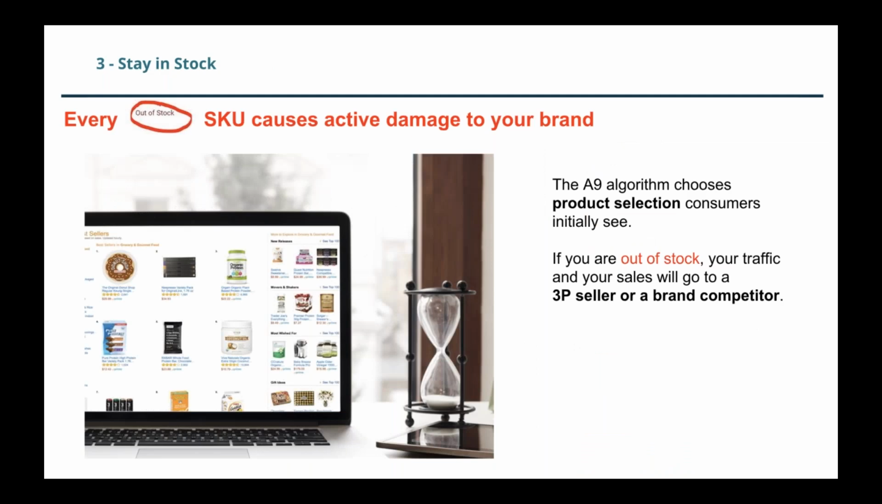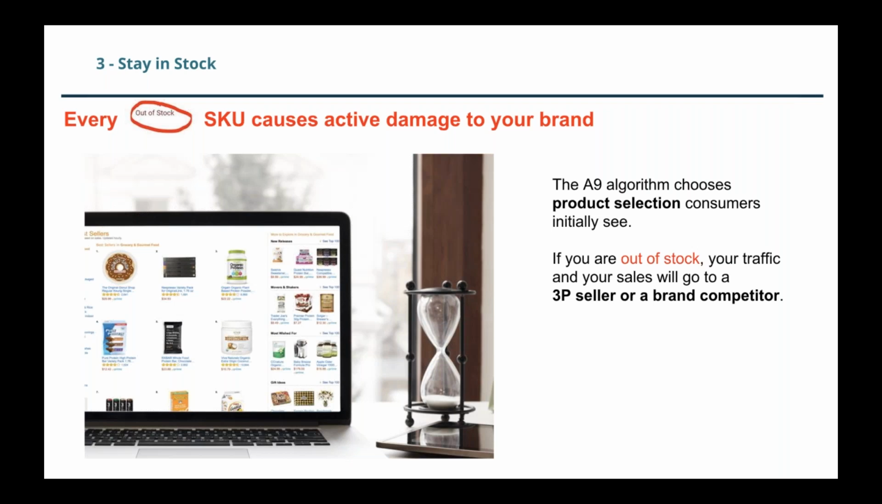I mentioned this earlier, but this is a key point. You have to stay in stock on Amazon. Every out of stock that you run into is going to damage your brand. And partly that's because of the visibility impact that it has on the search engine result pages. So Amazon's algorithm keeps track of glance views and then your ability to convert those glance views. And if your product goes out of stock, obviously someone's not able to convert with your product.